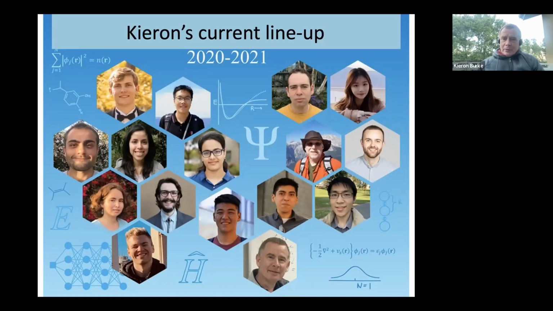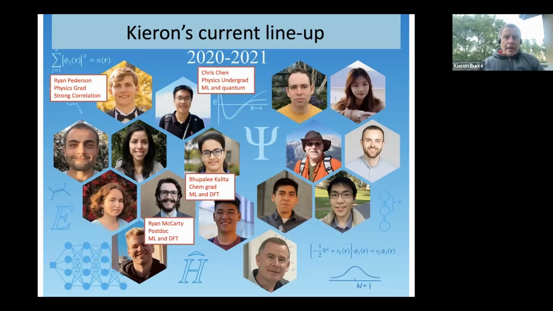Okay, this is my group here from a year or so ago. We never actually all meet anymore because of the virus. And the work I'll talk about is the machine learning work. So these are the people involved, and especially Upali Kalita is a chemistry graduate student who will be finished in another 6 months or so, and we'll be looking for a postdoc.